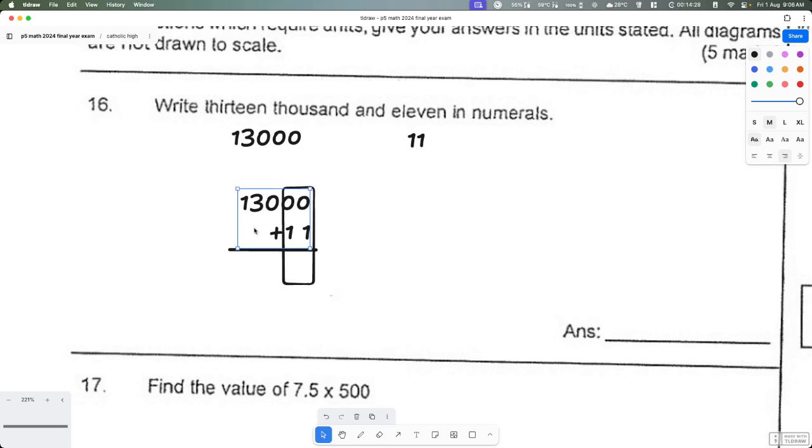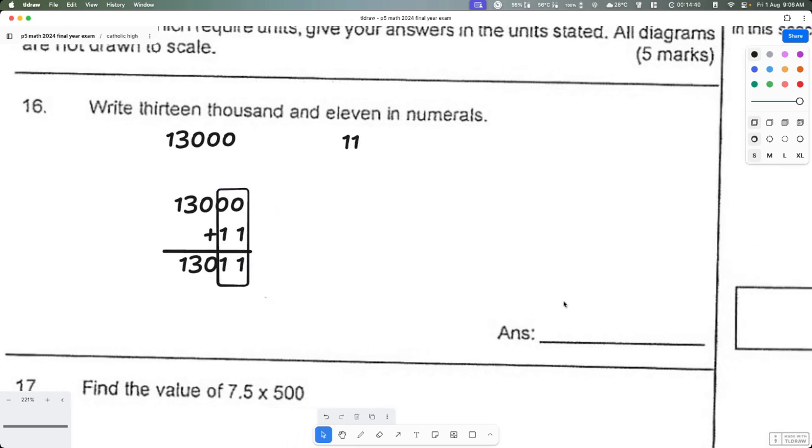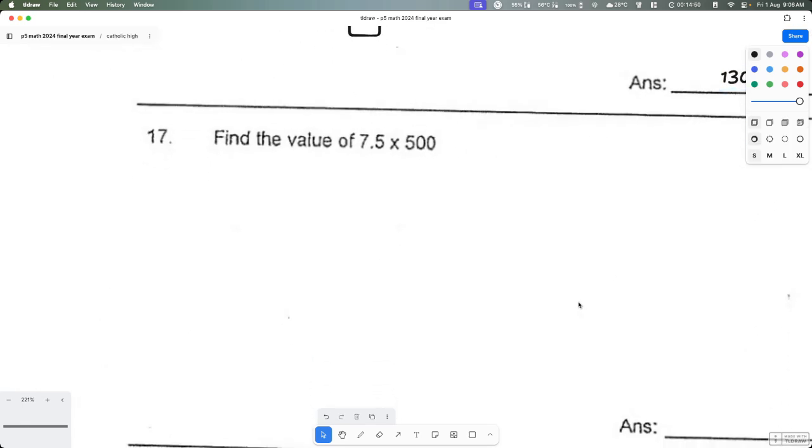In this case over here, that will be 11. And then you have, I'm just going to put a space here, 11. And then you put the 0, 3, and 1. So the answer will look like this. It will be 1, 3, 0, 1, 1. So 13,011 in this case over here. All right, let's move on to question 17.